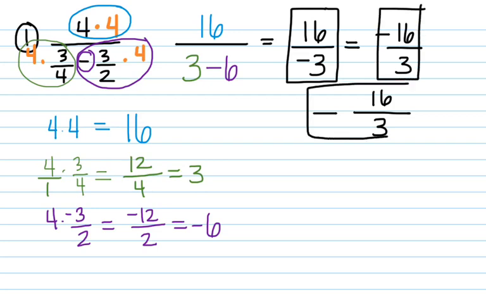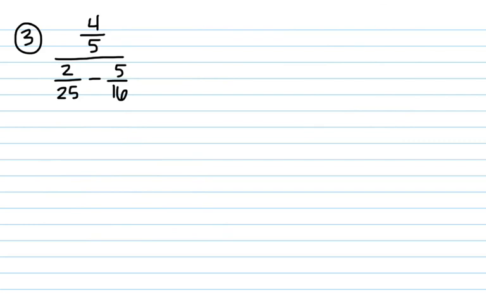So we took a big fraction with lots of little fractions inside of it and made it into one simpler fraction. Well, let's look at another one. Here we need to find the LCD of all the little fractions. We have a 4/5 that has a denominator of 5, a 2/25 that has a denominator of 25, and a -5/16 that has a denominator of 16. What's going to be the LCD of those?